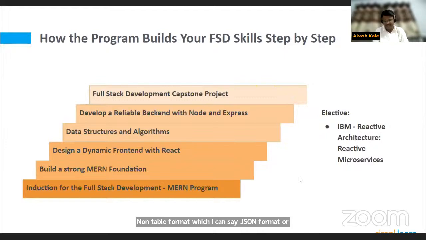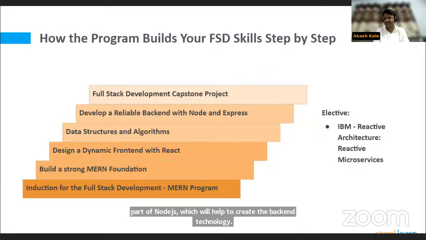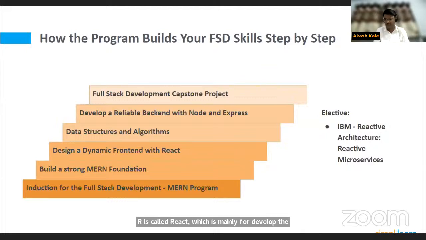E is called Express.js, which is one of the modules of Node.js, which helps to create the backend technology. R is called React.js, which is mainly for developing the front-end side technology. And N is called Node.js. So, the introduction to full stack development: MERN, I'll repeat once again, MongoDB, or even we can say MySQL. E for Express.js, which helps to develop the backend technology. R for React.js, and N for Node.